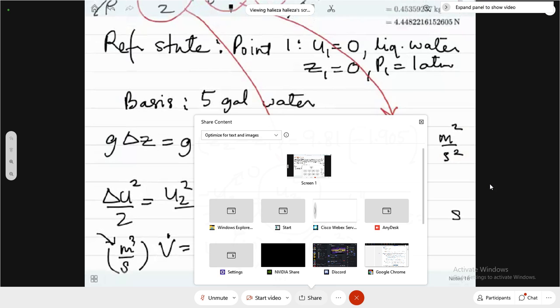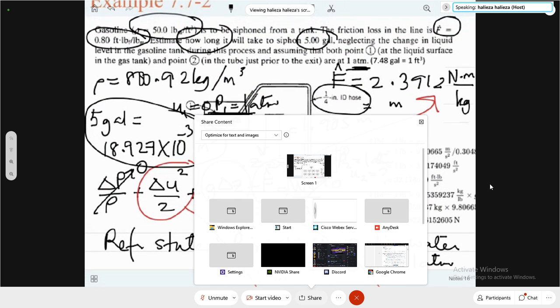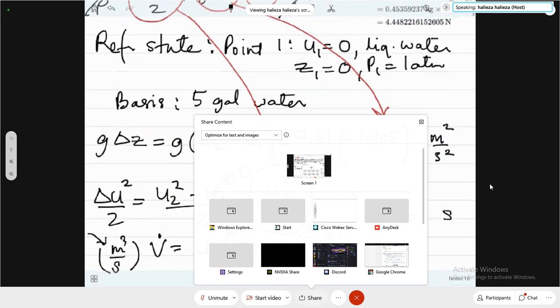Divided by the cross-sectional area, the volume. Divided by the volume. That is the 5 gallon is value. That 5 gallon is meter cubic. This is also meter cubic. Then you get the time. You cancel off meter cubic, you get the time. Okay? Any question?